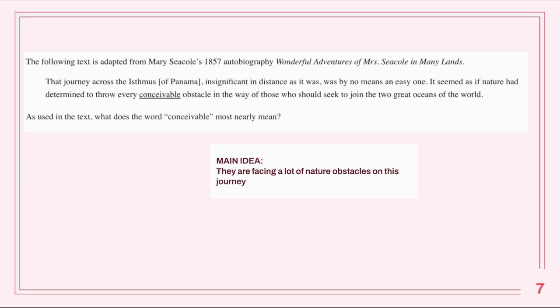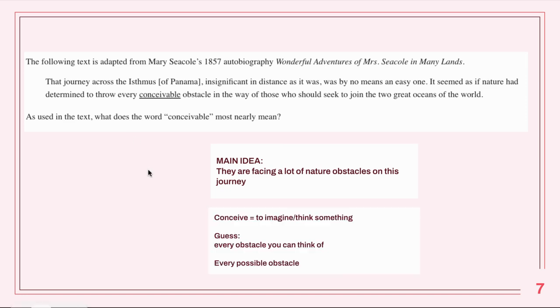So there are not a lot of hints necessarily in this short passage. One keyword is every. If I had to come up with my own guess, I'm talking about every possible obstacle in the way because it's so hard. And nature was determined to throw every conceivable obstacle. So it sounds to me like nature is determined to throw every single obstacle it has in her way as she's trying to cross this and go on her journey.